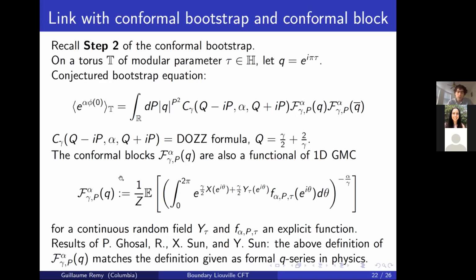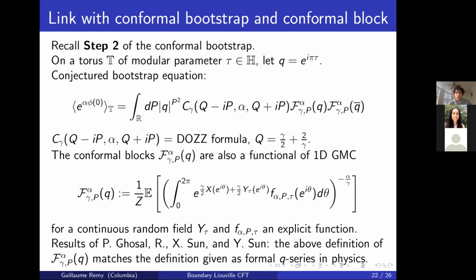The reason I'm bringing this up is that in a recent work I did with Promit, Shin, and Yi, this conformal block object on the right-hand side of this equation is actually itself also a functional of one-dimensional Gaussian multiplicative chaos. So the function appearing on the right-hand side of the bootstrap integral is a moment of GMC again on the unit circle, except you have to add in another continuous random field and some function. But it's a similar looking object. And this is very intriguing because it links these boundary type, one-dimensional GMCs with the conformal bootstrap program for surfaces without boundary, like this torus case.